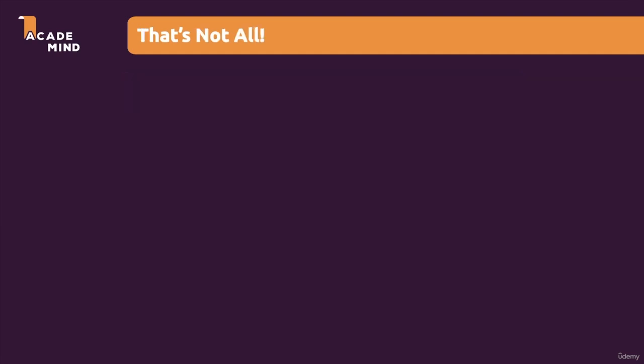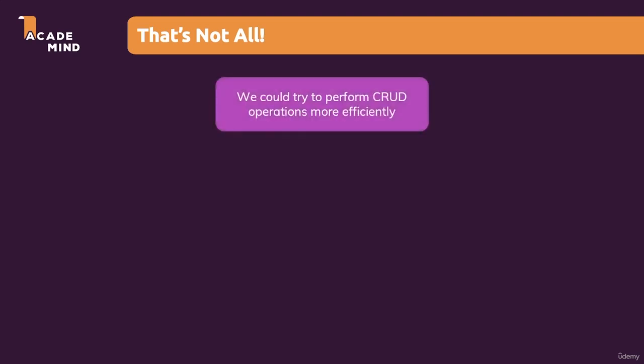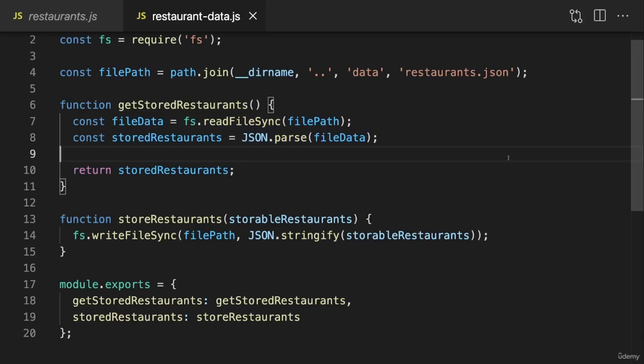And it's not just inefficient because we work with too much data, because we could try to do that more efficiently. When working with files as we did here, we don't have to read the entire file. We don't have to write the entire file. Node.js and other programming languages give us tools that would allow us to read parts of a file or write to parts of a file. So we could optimize that.